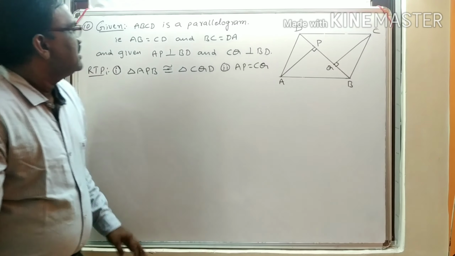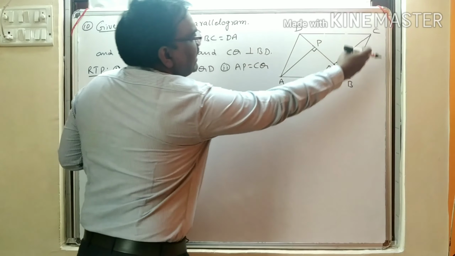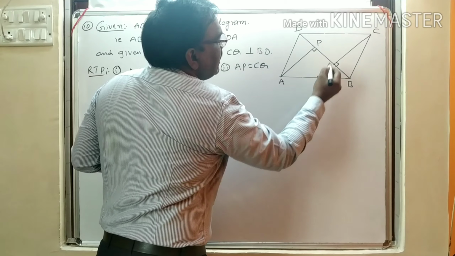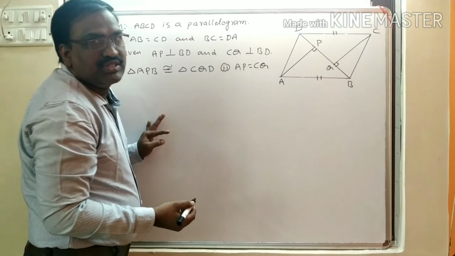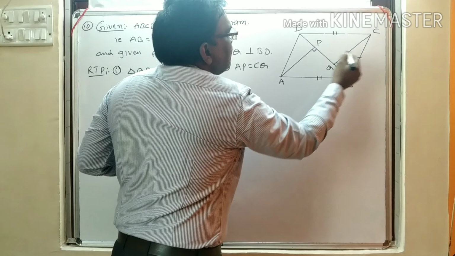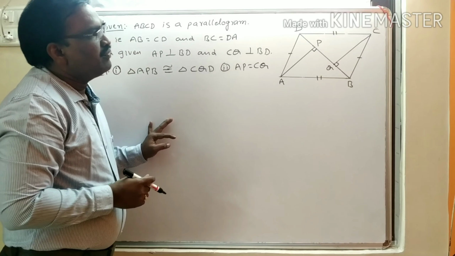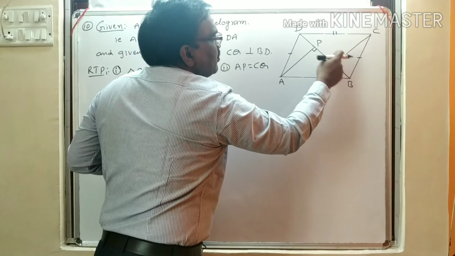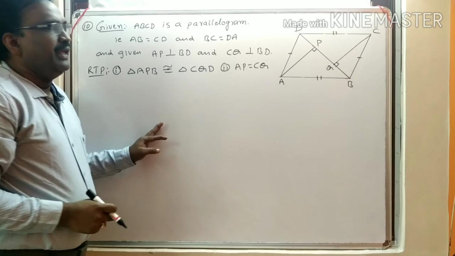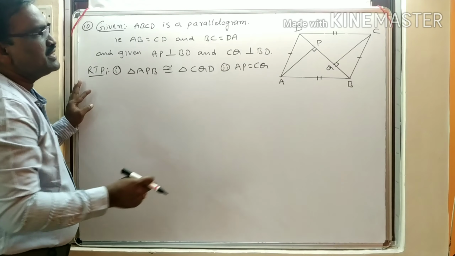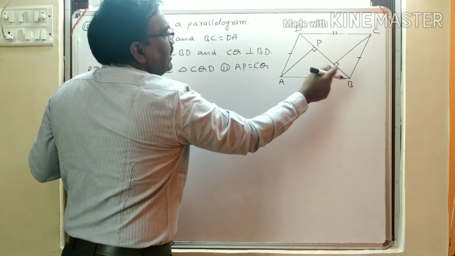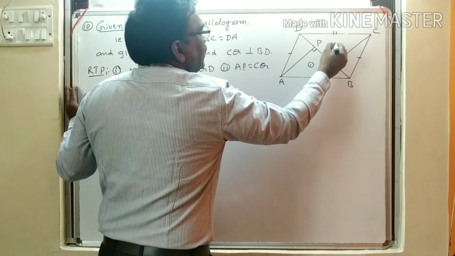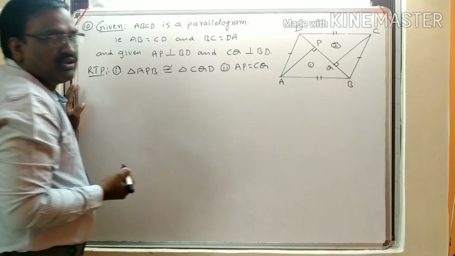See what is given, ABCD is a parallelogram. So in a parallelogram opposite sides are equal. So AB is equal to CD and BC is equal to AD. Next, draw AP perpendicular to BD and CQ perpendicular to BD. To prove, triangle APB is congruent to triangle CQD. Prove these two are congruent. See the proof.